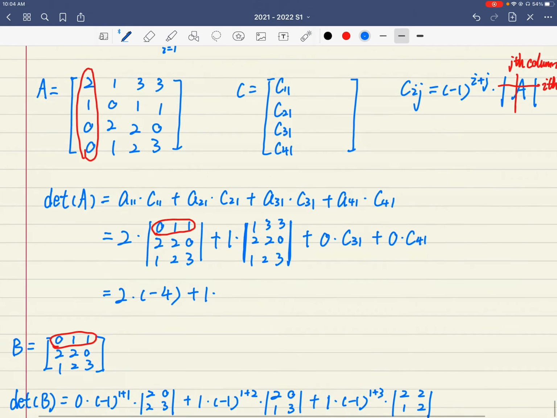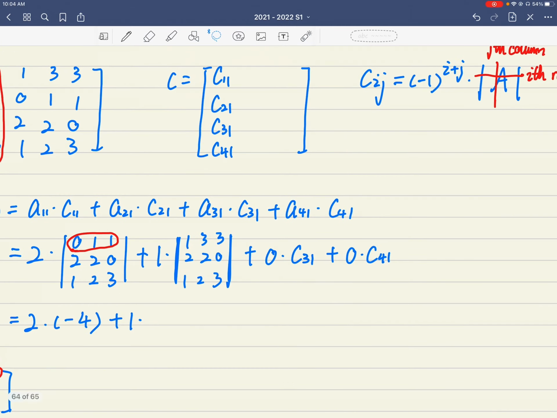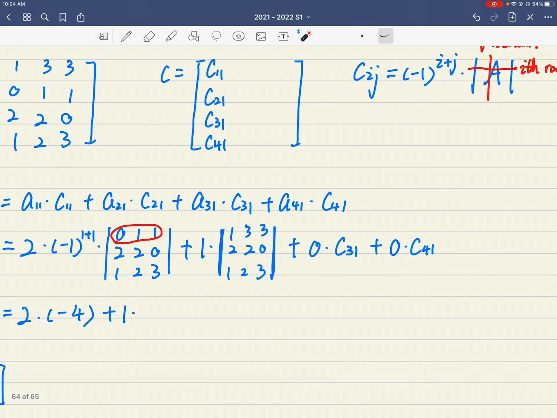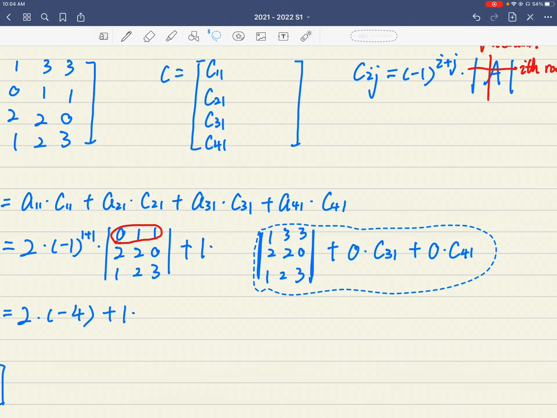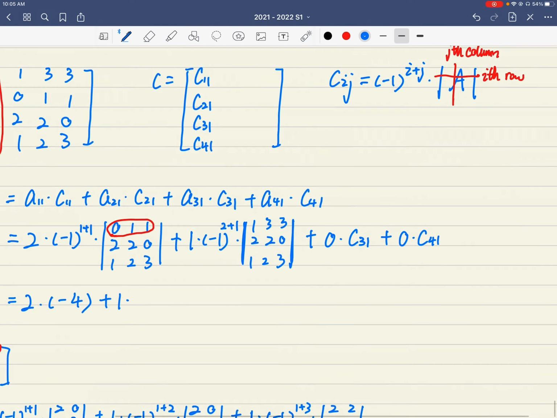Here I made a very serious mistake. I forgot to put, I only wrote half the formula for Cij. So C11 is not only this part, you have to make sure you've also written down this part. It's negative 1 to the power of i plus j. Don't forget about that part. Never forget about that part. It's negative 1 to the power of 2 plus 1.